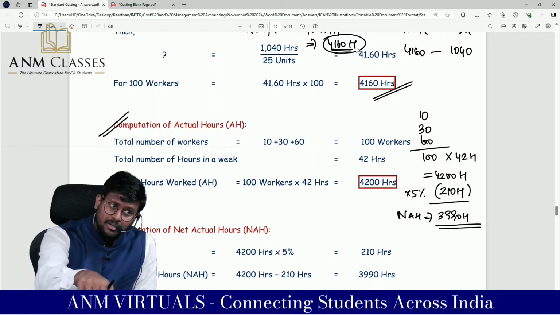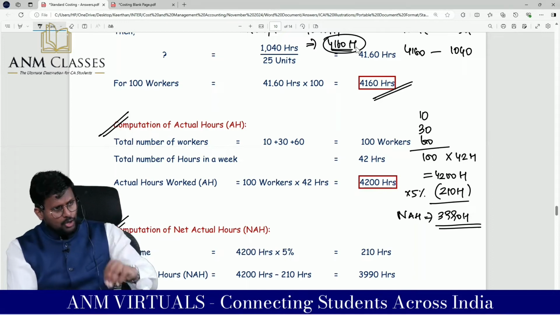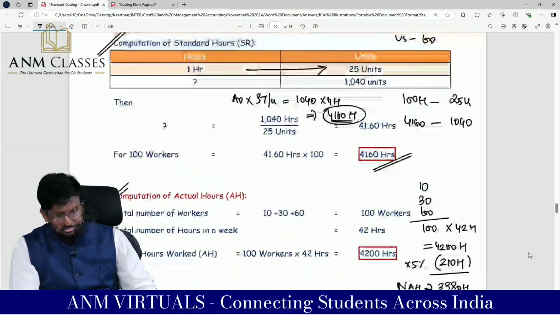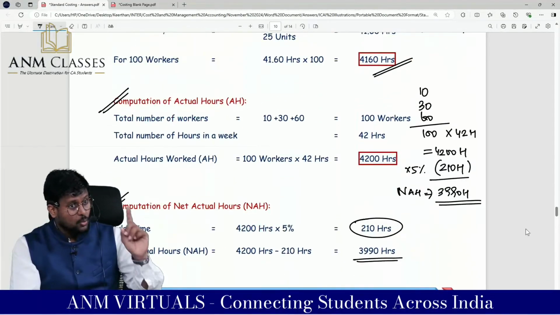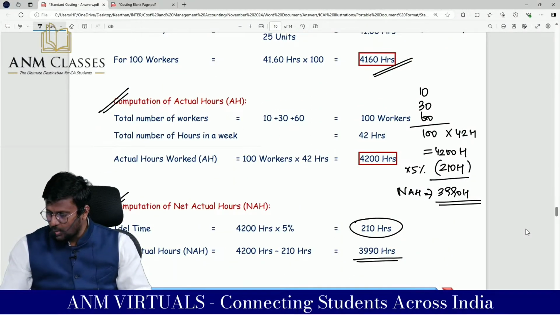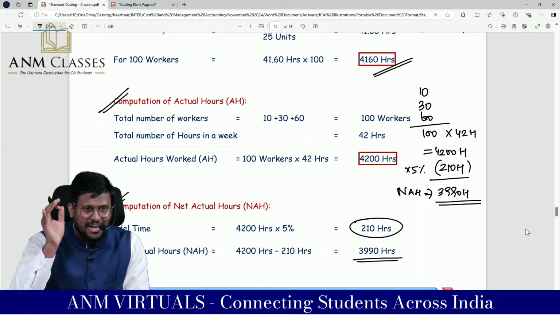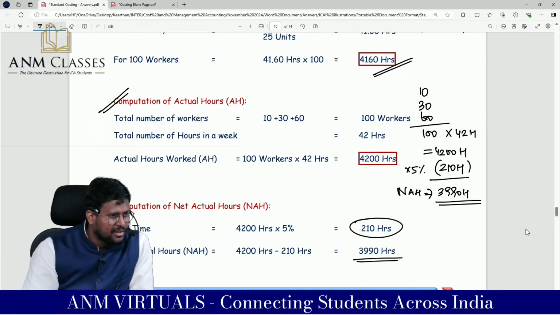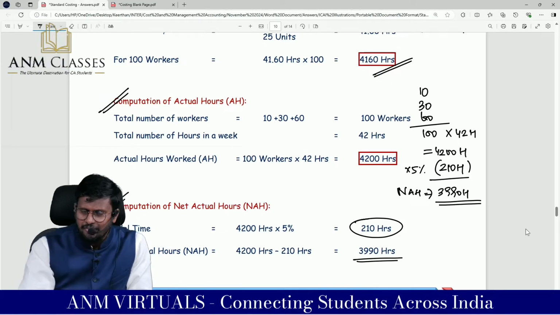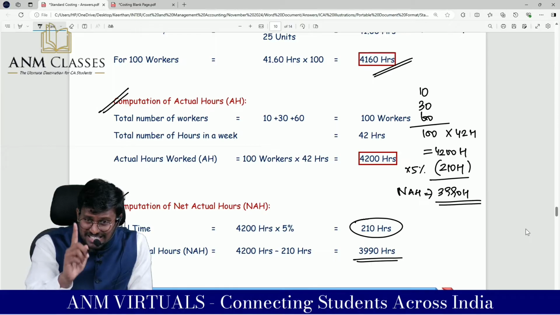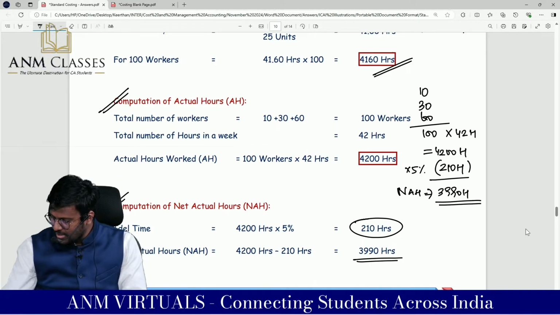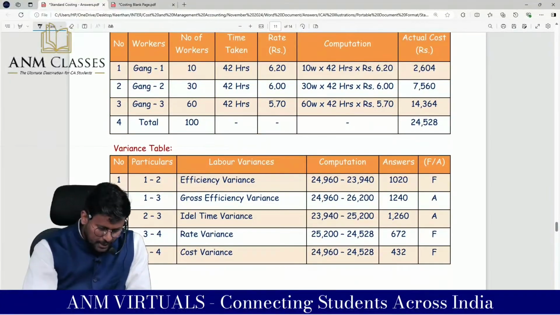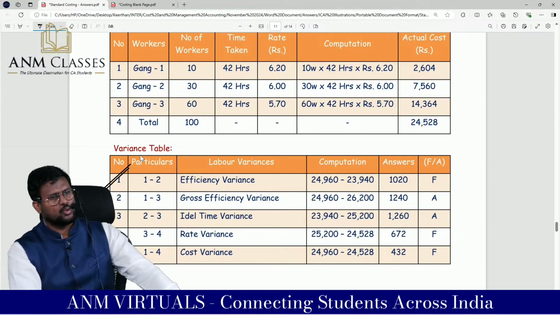ஆனா அதுக்குள்ள என்ன டைம் இருக்கு? எத்தனை பர்சன்ட்? அப்ப 4200 ல 5%, 210. அதுவும் போனா 3990. Brilliant. 4160 ஹவர்ஸ்ல முடிக்க வேண்டிய வேலையை 3990 ஹவர்ஸ்ல ஸ்மார்ட்டா முடிச்சிருக்க. You have saved how much hour? 170. What is the standard rate per hour? 170 into 6 comes to 1020, is what the first one, labor efficiency variance. Brilliant, fantastic to the core.